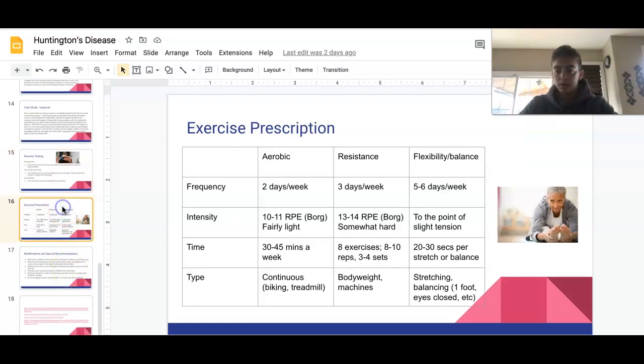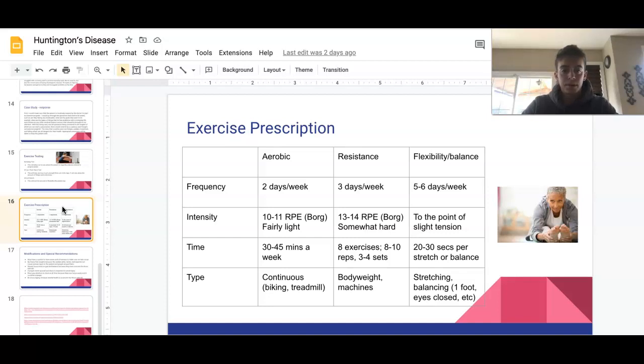Okay. So now on the exercise prescription. For the aerobic aspect, we would do 2 days a week, non-consecutive days, for intensity-wise aerobic, 10 to 11 RPE on the Borg scale, which is considered fairly light. Time-wise, we would do 30 to 45 minutes a week, which is about 20 minutes each day. The type, we would like to do a continuous biking or treadmill kind of thing, because they easily are distracted and think randomly sometimes.